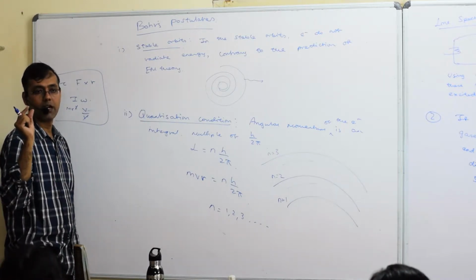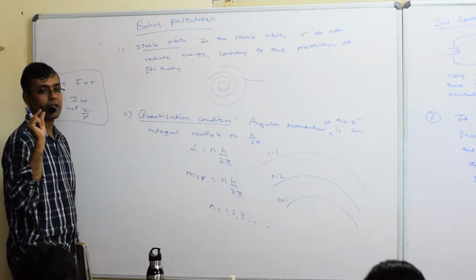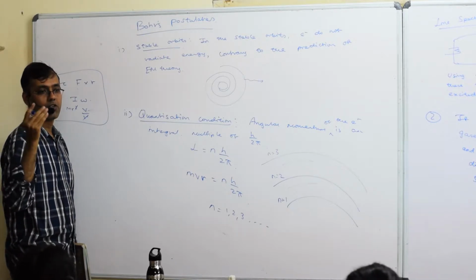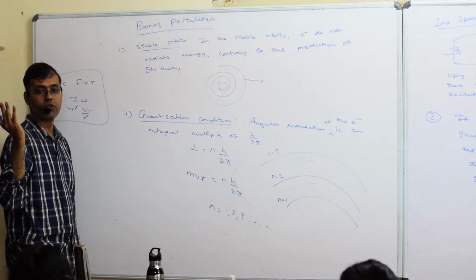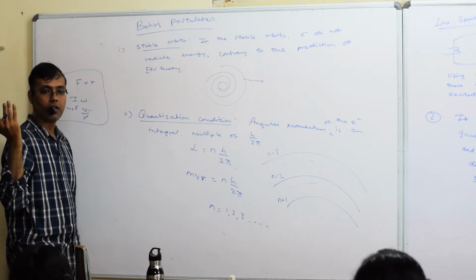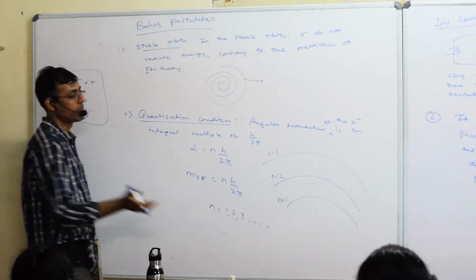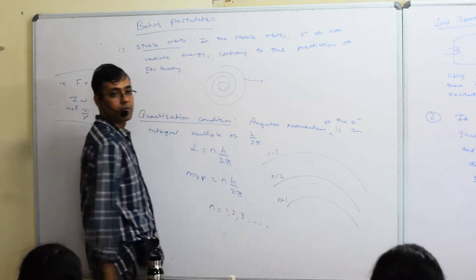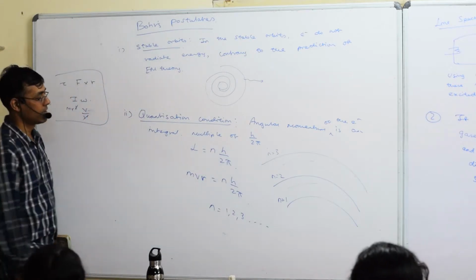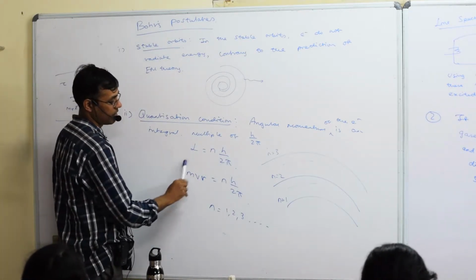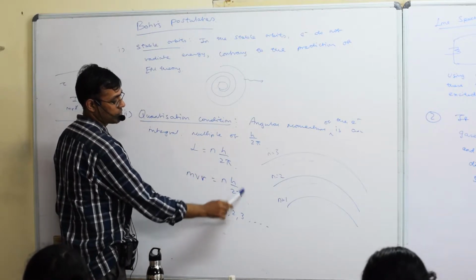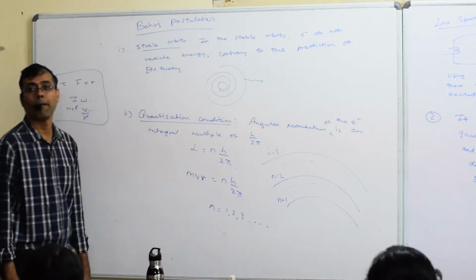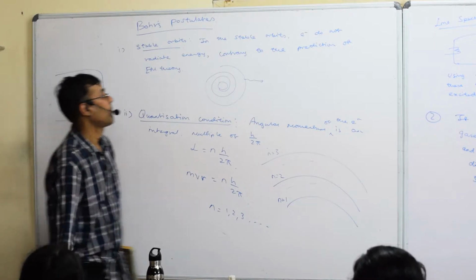Packets of energy. Another meaning is something like integral multiples, right? If I ask you how many people are there in your class, you can say 10, 15. You cannot say 10.5. So in-between values are not available. So that is what is called the quantization condition. Meaning, this is an integral multiple of h by 2 pi. What is h? Planck's constant.